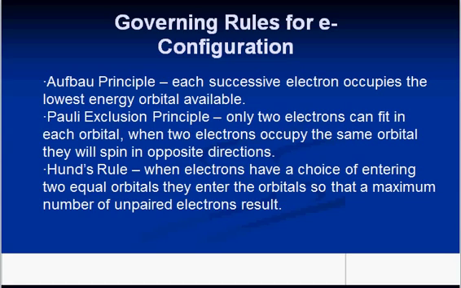Then we've got Hund's rule. When electrons have a choice of entering 2 equal orbitals, they enter the orbitals so that a maximum number of unpaired electrons results. So we'll look at this more in detail when we start writing out orbital diagrams.